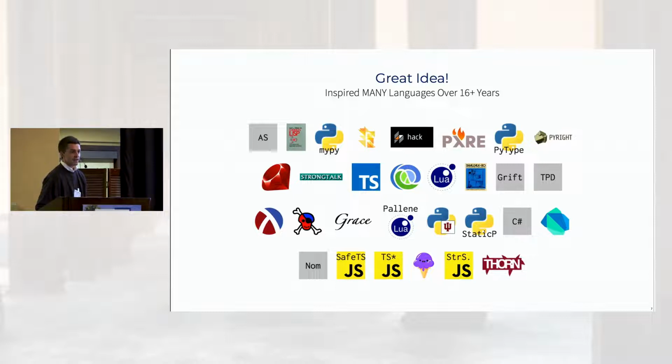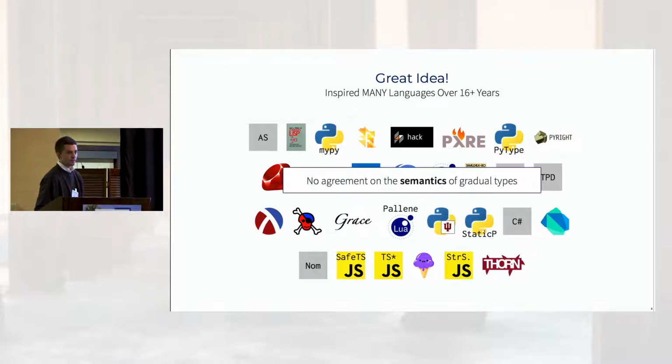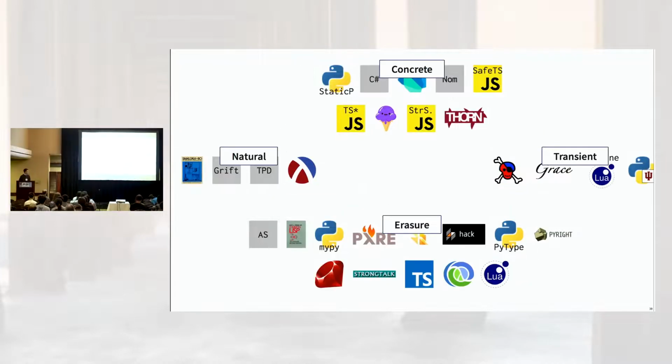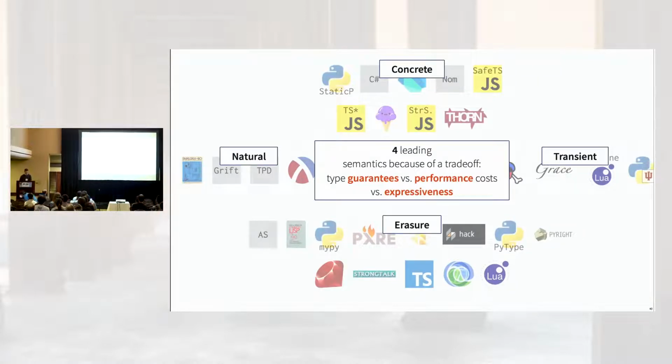That's all very exciting, but there's a huge problem. These languages are all gradually typed in the sense that they agree we should have some parts of the code that are statically checked and other parts that are not. But they completely disagree on what the semantics of types should be. So these languages are firmly divided into 4 camps: concrete, transient, erasure, and natural.